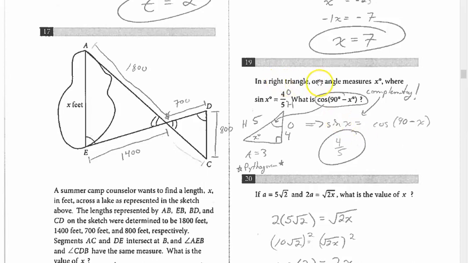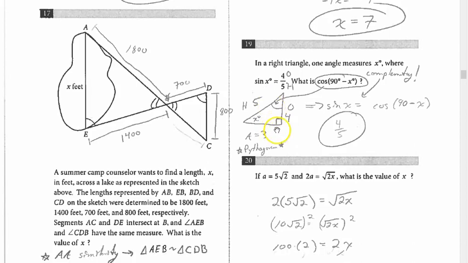So in a right triangle, one angle measures X, where, knowing what we know about trig, so SOHCAHTOA, sine is equal to opposite over hypotenuse. Cosine is equal to adjacent over hypotenuse. And tangent, TOA, is equal to opposite over adjacent. The first step in any one of these problems is labeling what you know. So I drew here a right triangle.